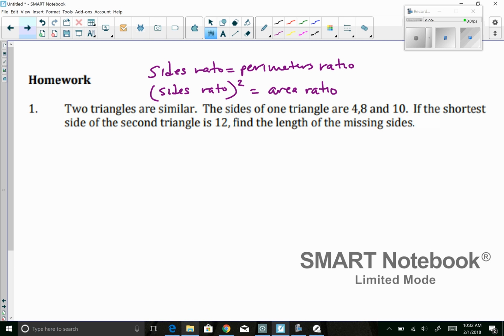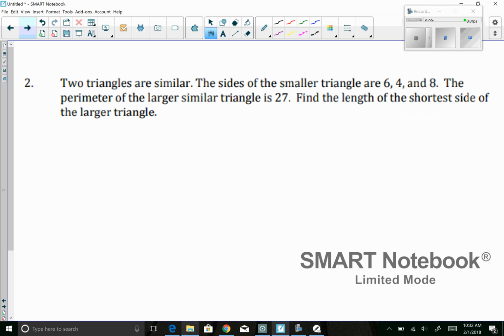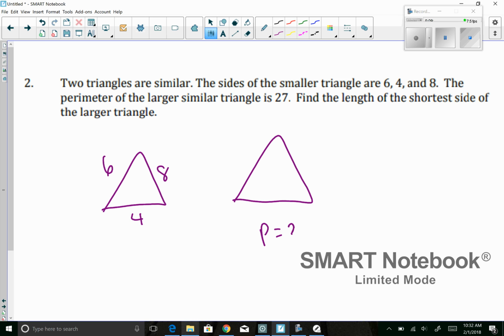So here in this first example, it tells us that we have two triangles. One has sides of 6, 4, and 8. The other one, which we don't know pretty much anything about, has a perimeter of 27, and it says that we want to find the shortest side. So the shortest side would be opposite 4, so I'll make that x. Now, it doesn't look like you know more about the smaller shape, but you actually do. The smaller shape has a perimeter of 18.